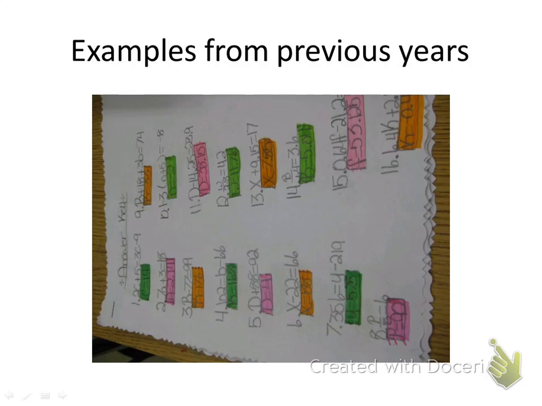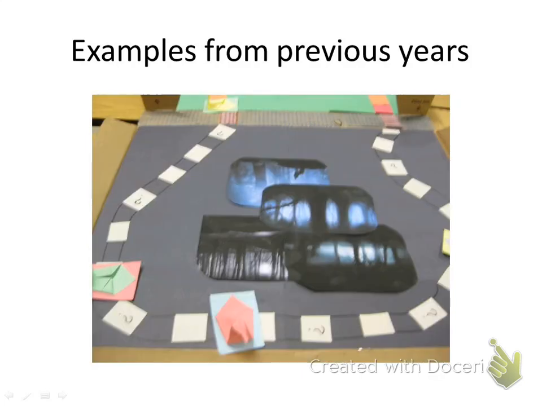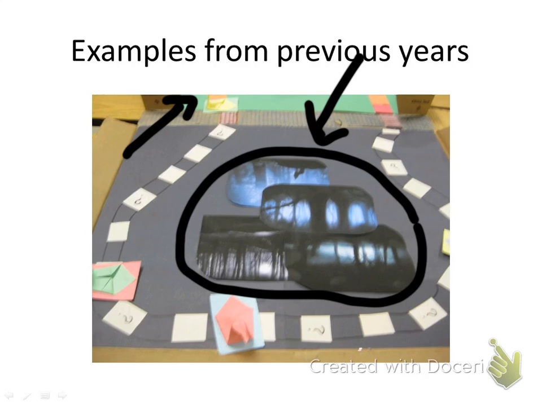Here's an example of what an answer sheet might look like. I apologize, it's on its side. They have all of the questions labeled here and the answers. Here's a game that went on two sides of the game board, so you had to go around a swampy area. This was very creative, and they made their own pawns, which were made out of cranes.